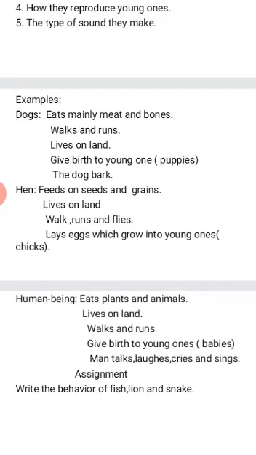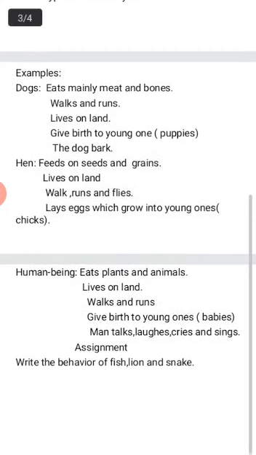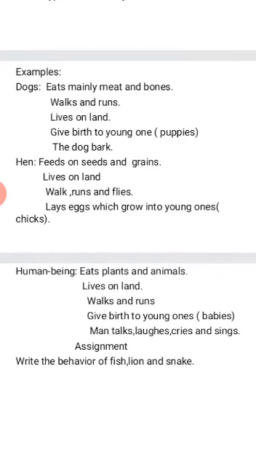They live on land, they walk, they run, and they also have feathers to fly. But a dog does not have feathers to fly. They can run and walk. But hen run, walk, and fly. They lay eggs. A hen cannot be pregnant. It can only lay eggs, which will now grow into the young one, the chick.